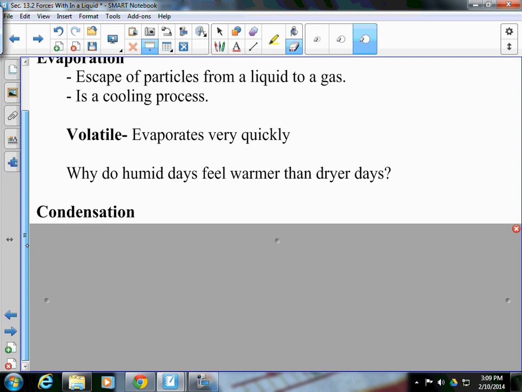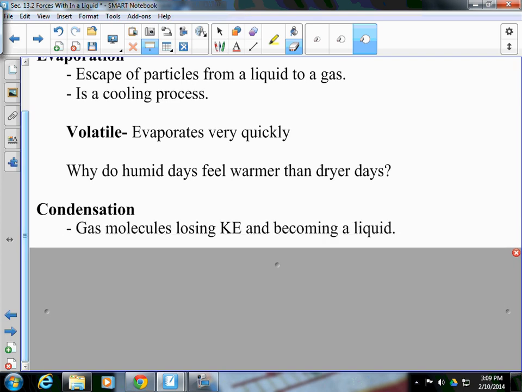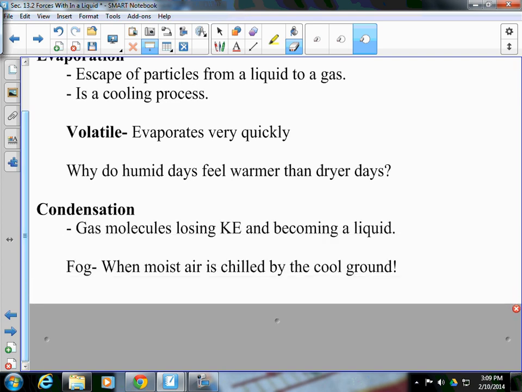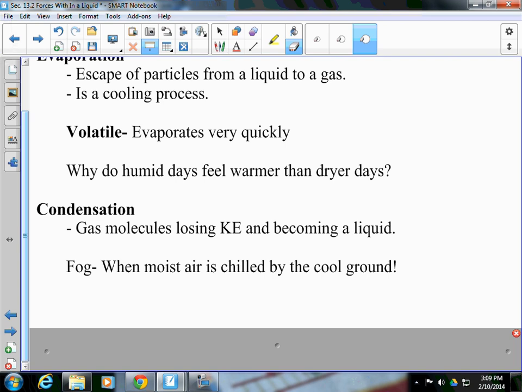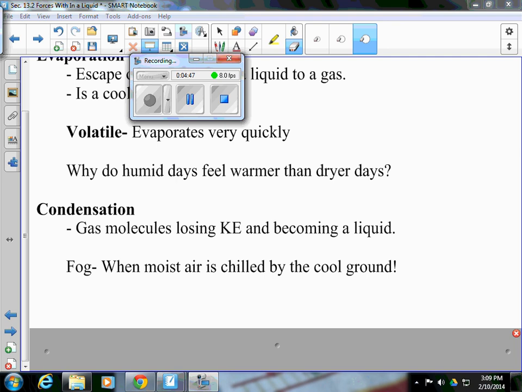Condensation is the exact opposite of evaporation. We're going from a gas to a liquid. We're losing kinetic energy. What's an example of this? Fog. Fog usually forms when moist air is chilled by the cool ground. When does fog happen a lot? Early in the springtime. You have a lot of water vapor in the air from melting snow, but at the same time, that snowpack is very cold and you create very heavy fog in March and April. So that's a key example of what condensation is. When we talk about liquids, here are a few examples of interactions we have with liquids.